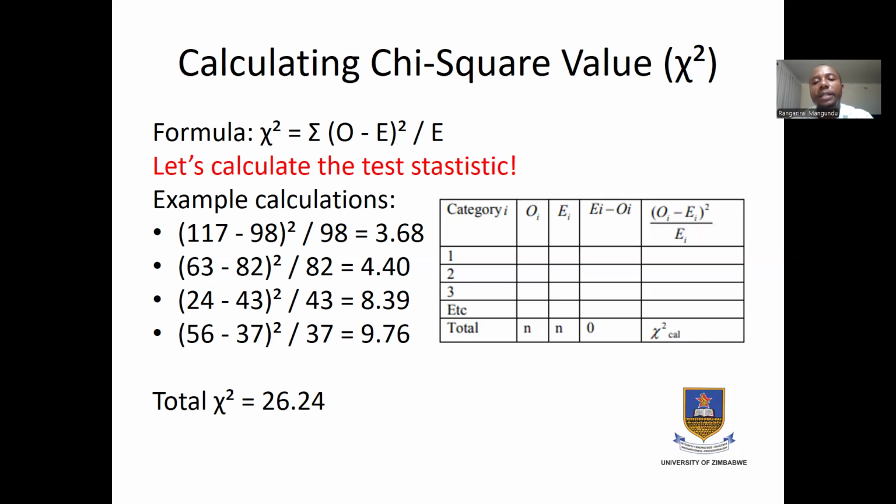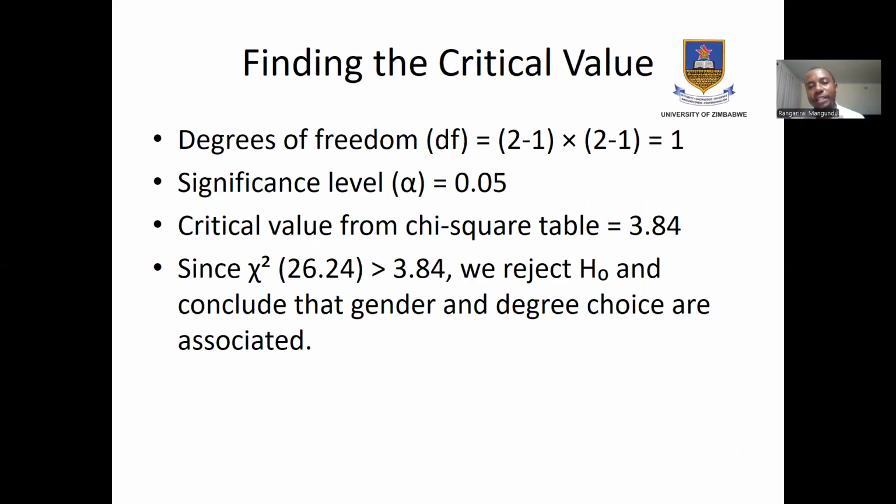Then we find our test statistic for each row, coming to 3.68 in the first row, 4.40, 8.39, and 9.76. If you take out your calculator, you're going to add and come up with a chi-square statistic, the calculated one, being 26.24. And having come this far, how do we determine whether the variables are related or not? Let's go to the next one.